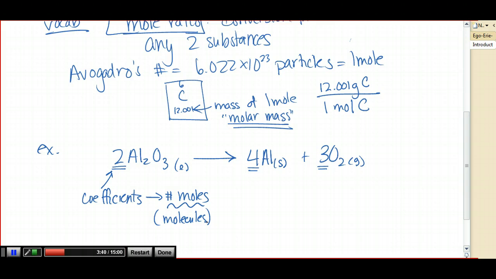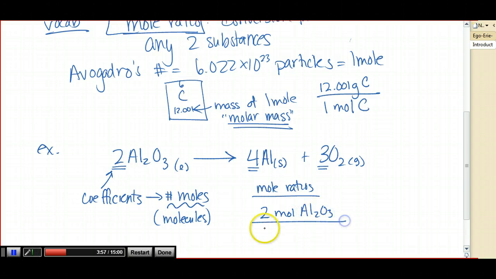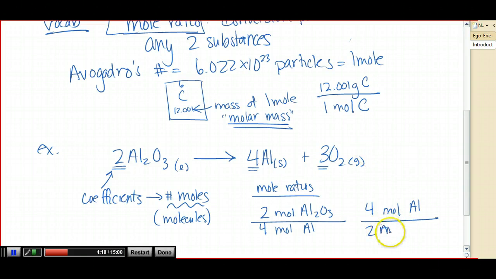All right, so in this equation, we know that we have 2 moles of aluminum oxide going into 4 moles of solid aluminum and 3 moles of oxygen gas. So the various mole ratios we have include that there are 2 moles of Al2O3 for every 4 moles of aluminum. And conversely, just like when we did conversion factors before, we can flip-flop that: 4 moles of Al corresponds to 2 moles of aluminum oxide.